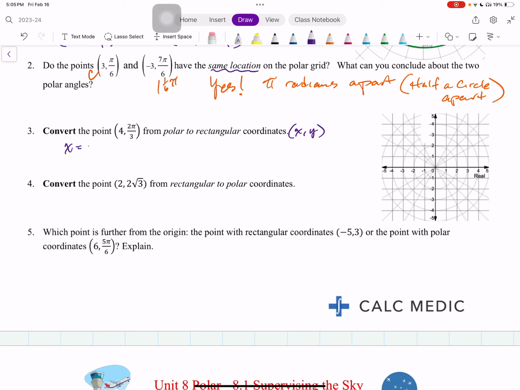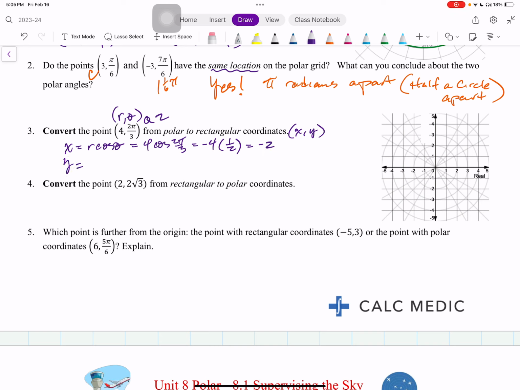So x is equal to r times cosine theta. So again, this is r comma theta, right? So you just substitute your values in. So take 4 times cosine of 2/3 pi and evaluate. This is quadrant 2. Cosine is negative there. So this is going to be negative 4 times cosine of pi thirds, or cosine of 60 degrees, which is 1/2. And so you get negative 2 here.